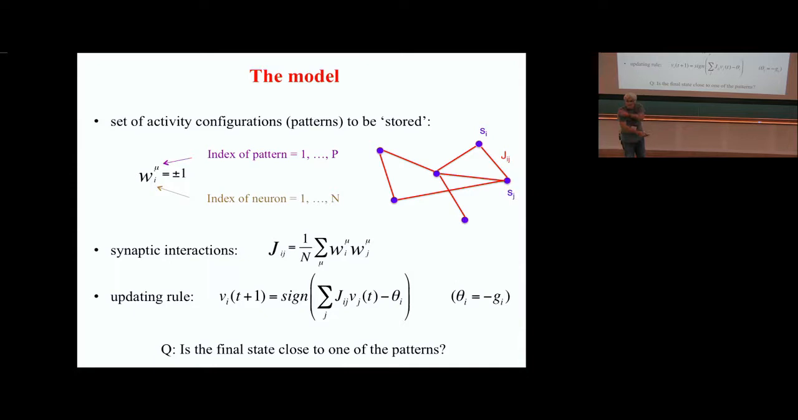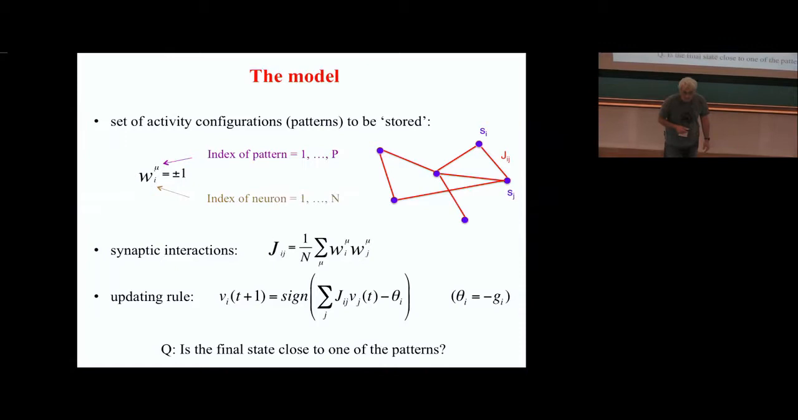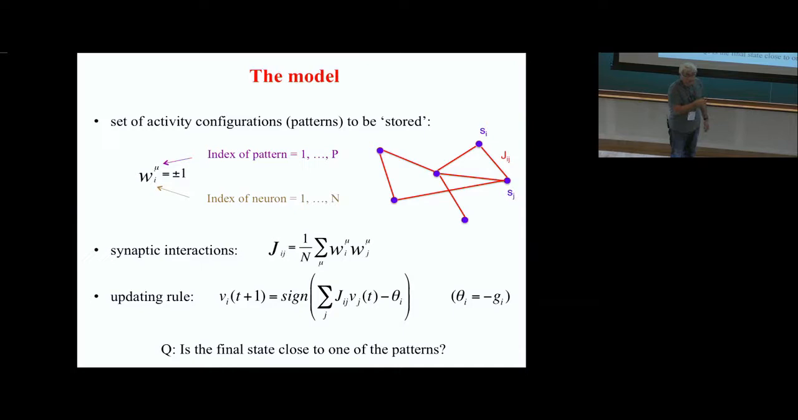The theta is a local field, but it's fixed. It's quenched. I just want to know whether you have already seen this kind of dynamical equation. That's a zero temperature version of the evolution equation, right?